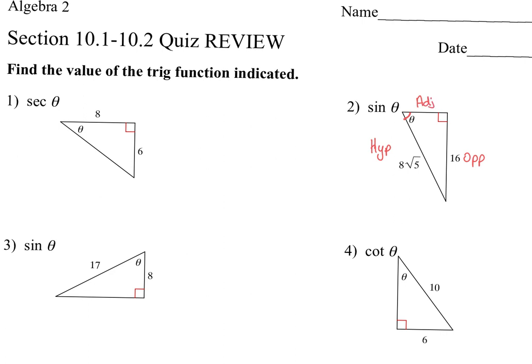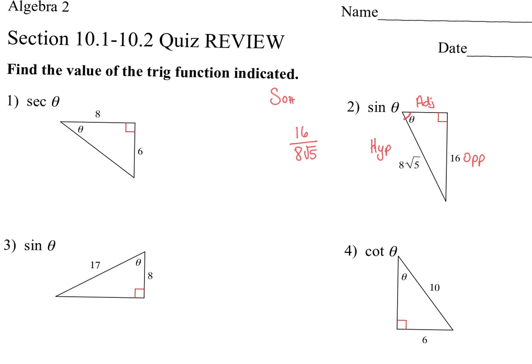Now I'm going to think about sine. Well, sine is SOHCAHTOA, is S-O-H, opposite over hypotenuse. I don't need to solve for anything here. They've given me everything that I need. So I can just literally list my opposite side over my hypotenuse side.